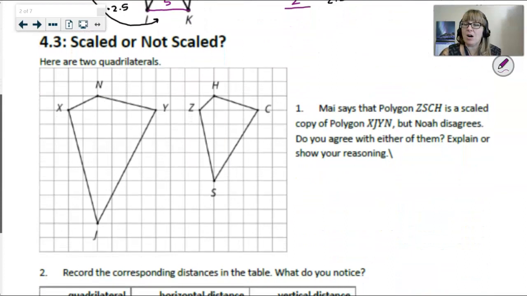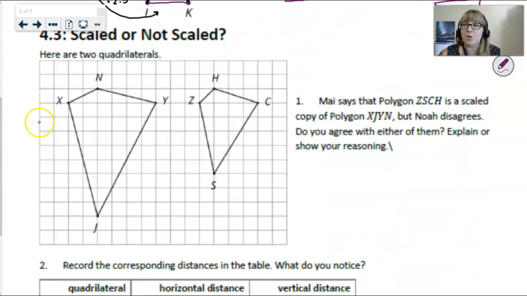So here are some new copies, and the question is scaled or not scaled. Mai says that polygon ZSCH is a scaled copy of XJYN, but Noah disagrees. What do you think? Do you agree with either of them? Explain or show your reasoning. I don't want to guide you through this problem because it's your opinion. What do you think? Do you agree with Mai, who says that it's a scaled copy, or do you agree with Noah, who says no, it's not?